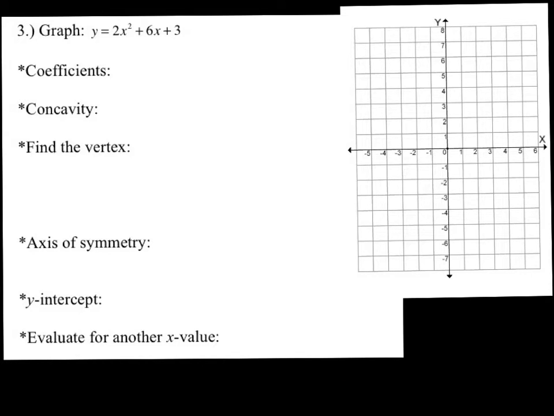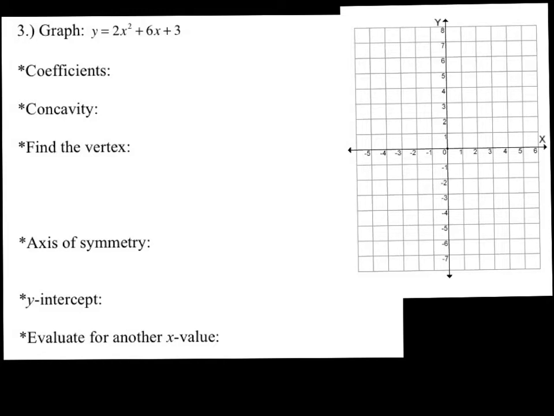So for number 3, it asks us to do a little more than just simply graph and compare the function. It says graph y equals 2x squared plus 6x plus 3, but then it asks for what are your coefficients? How does it concave? What's the vertex? So the first thing let's do is find what our coefficients are.